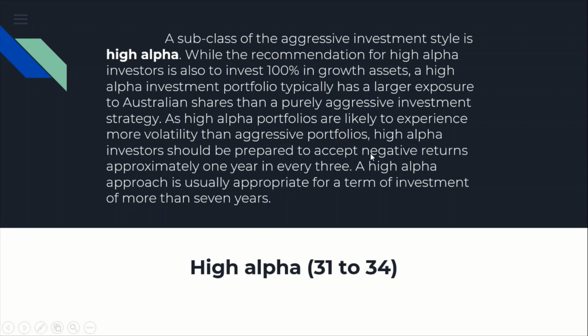Sabi nga dito, high alpha investors are prepared to accept negative returns approximately 1 year or even in 3 years. Ibig sabihin, a high alpha approach is usually appropriate for a term of investment of more than 7 years. Grabe, no? Are you willing to have that kind of time horizon na even in 7 years, kahit mag-loss pa ako within 3 years, basta after 7 years, mabawi din yung loss, it's okay. It's fine with me. Oh, grabe yun.